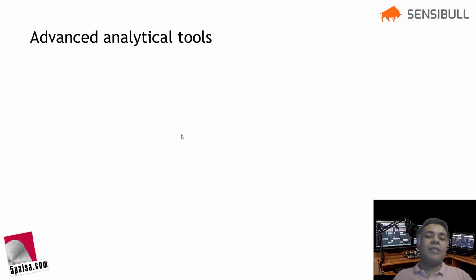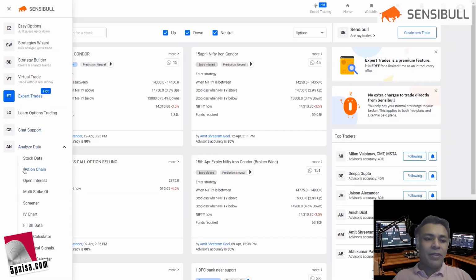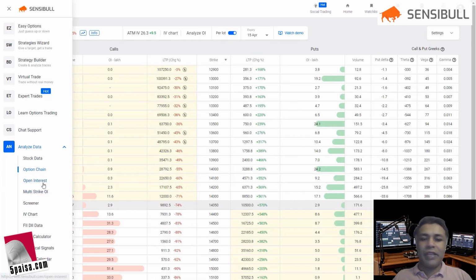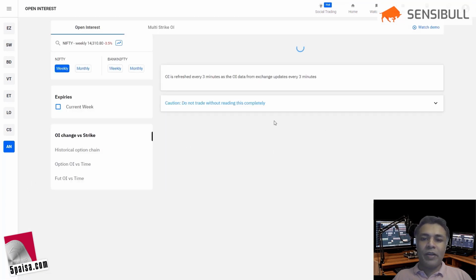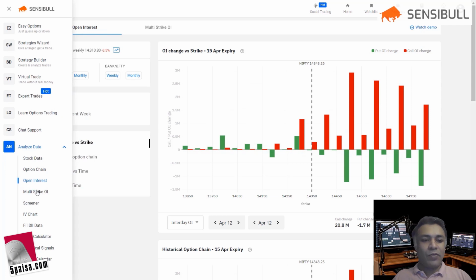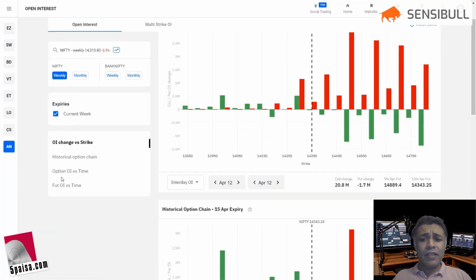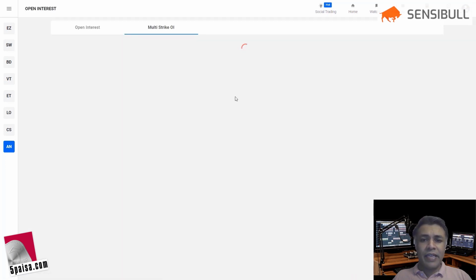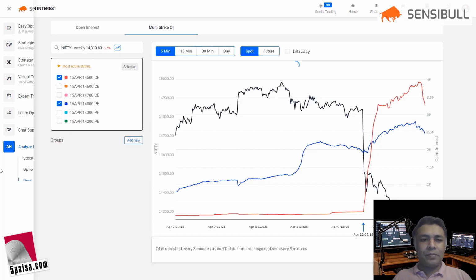Now let's look at advanced analytical tools. There are several of them. I'm not going into detail of anything, but some of them are really nice. Option chain free feature, very cool, very easy to figure out what's the expected market direction. Open interest tells you what option activity happens every day, which again gives you hints as to where the market is going. There's of course multi-strike analysis, which basically tells you intraday data on options activity.